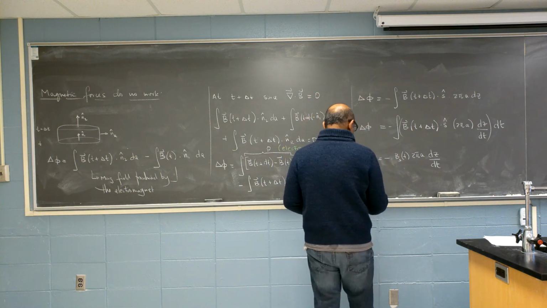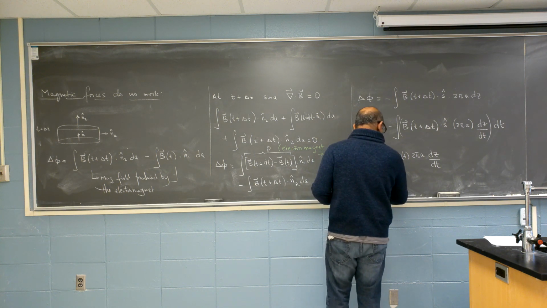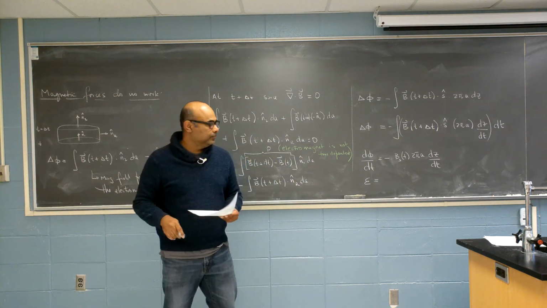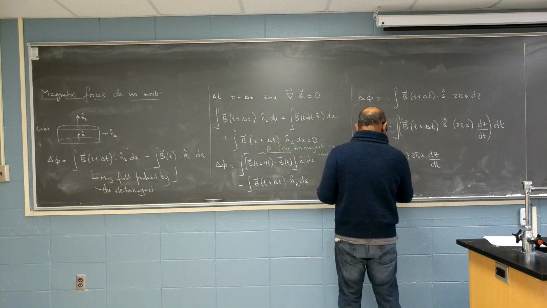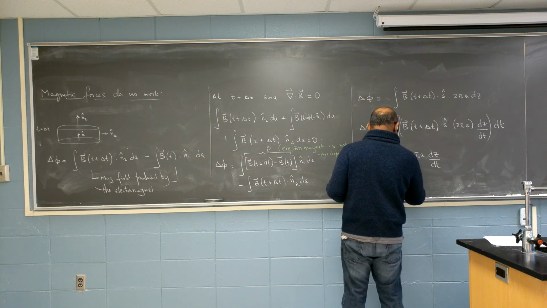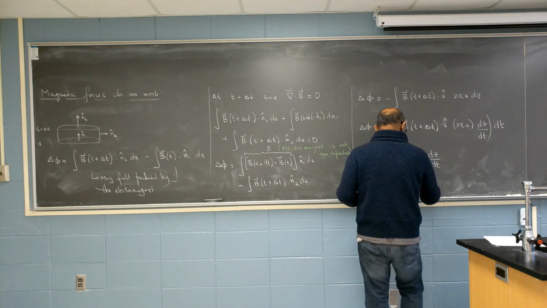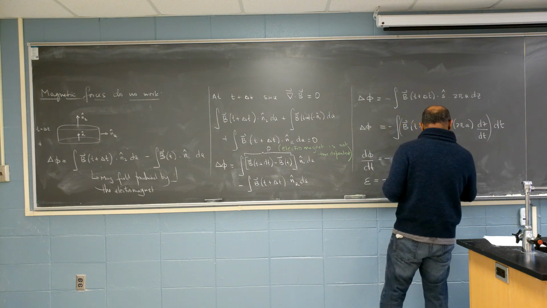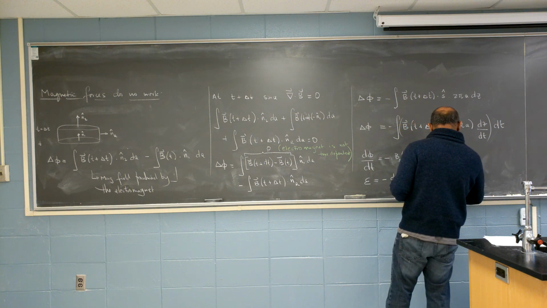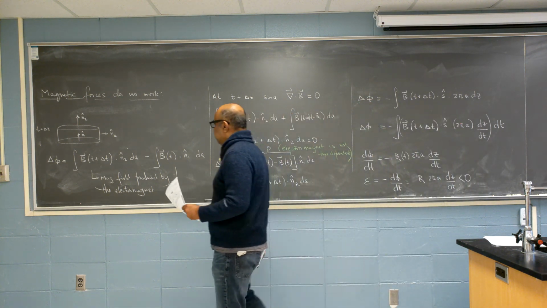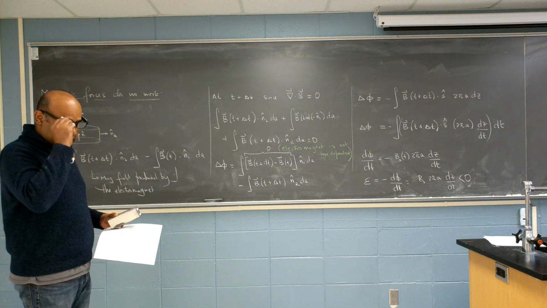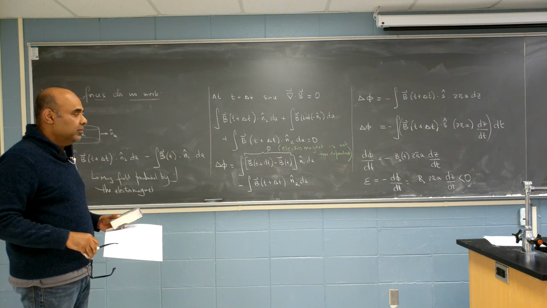And so the EMF induced on the car is equal to minus d phi dt, so that is B_s 2 pi a dz dt, which is less than 0. Let me make sure you follow this. Because B_s is less than 0. B_s is less than 0.